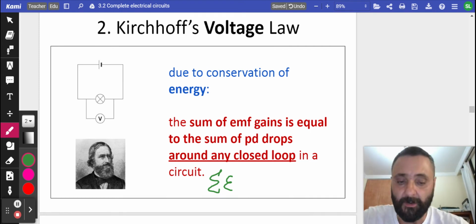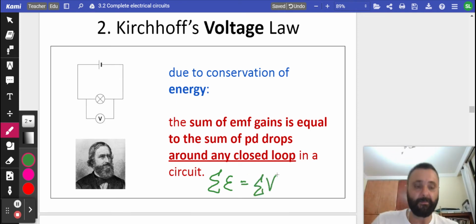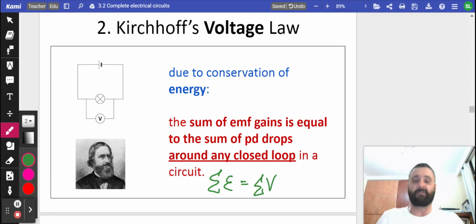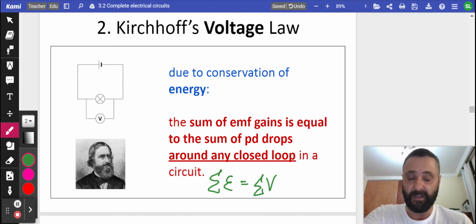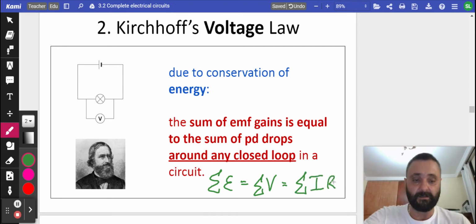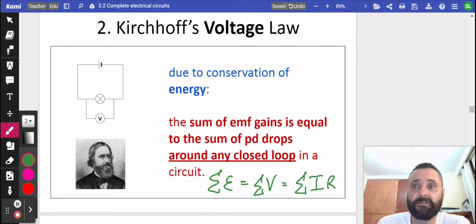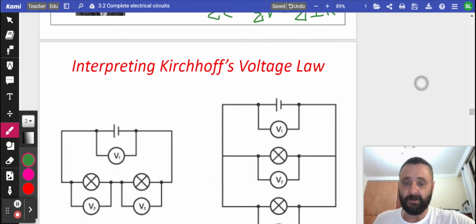Now that's equal to the sum of the potential difference drops around the closed loop. Now we can replace V with IR for each resistance in the closed loop. So this becomes the sum of the IRs, where I is the current through each individual resistance in the closed loop. So that's much more useful to remember, I think. Right, so let's have a little look.